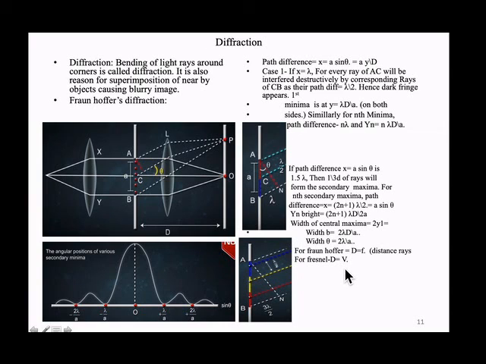So if you see here, for Fraunhofer, d is f. What is f? F is the focal length of this lens. You put a lens here because I need focus at this point. The rays have to focus at this point. For Fresnel, we get d as a separate distance. So Fraunhofer is at a large distance.